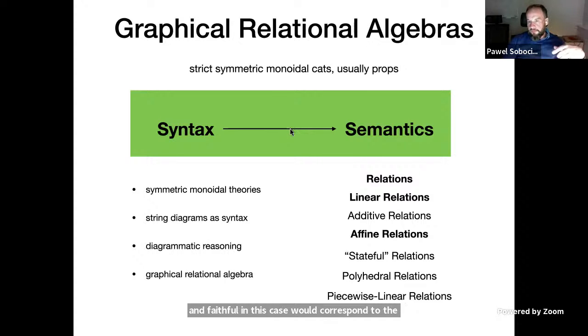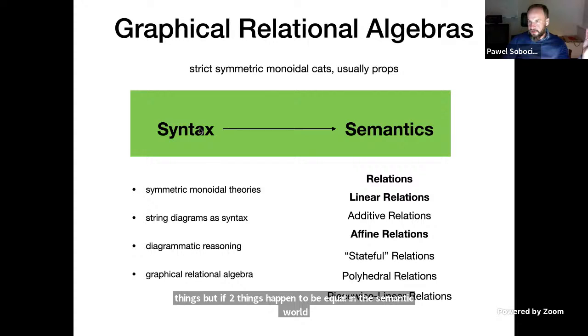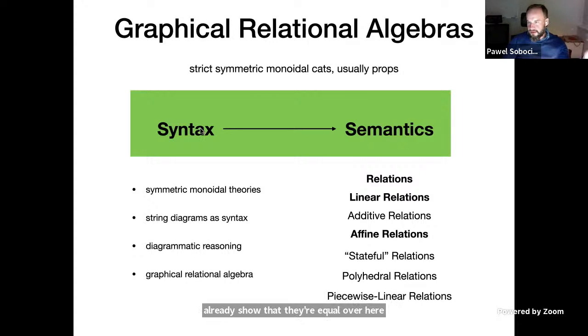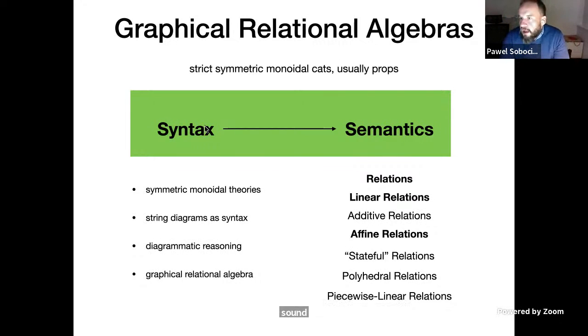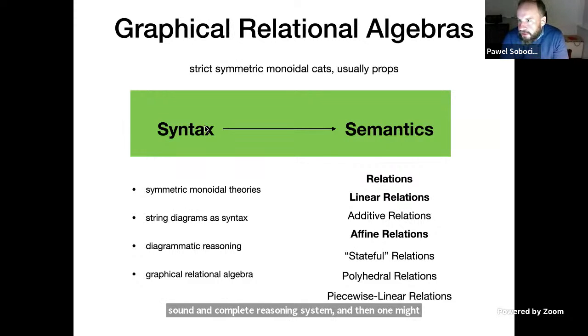So the fact that this is a functor already implies this property that logicians would call soundness. The fact that if we prove something is equal in the syntactic thing, that will obtain equal semantic things. But if two things happen to be equal in the semantic world, and this functor is faithful, then that means we can already show that they're equal over here, right? So a faithful functor is something like a sound and complete reasoning system. And then one might even ask for something like fullness, and that would mean that every single semantic object has a syntactic description.